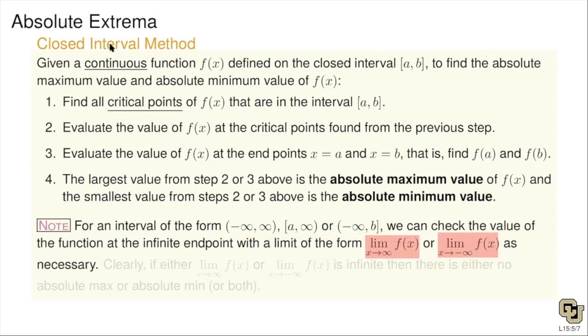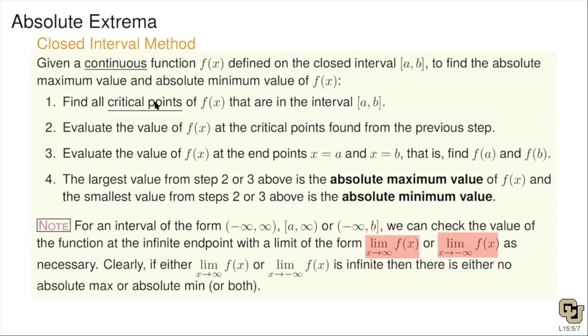Now, if those limits blow up to infinity or negative infinity, then there will be no absolute extrema. Or if those limits equal some fixed number, then I want to compare with the value at the critical point and say which one's the largest, and analyze the behavior. I'll do more problems later with domains of this sort: minus infinity to infinity, a to infinity, negative infinity to b. For now, we just look at problems where we're over a closed interval.